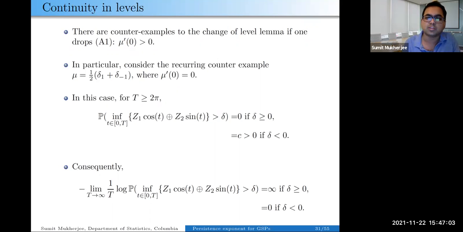And so this is one of the reasons why A1 is required. If you drop A1, you may not have continuity of levels. But in some sense, it's not as bad, because when mu prime 0 is 0, you expect the exponents to be infinite, or infinite in one direction, right? So maybe one should not ask for this type of continuity when mu prime 0 is 0, but it's not true.